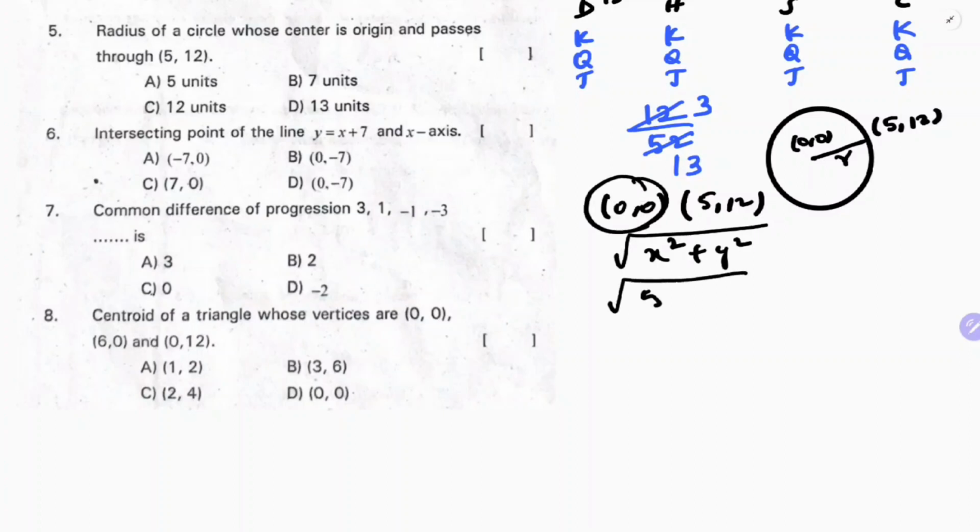So 5 square plus 12 square, which is 25 plus 144, 169. So it is 13 units. 13 square is 169. So the correct option is D.